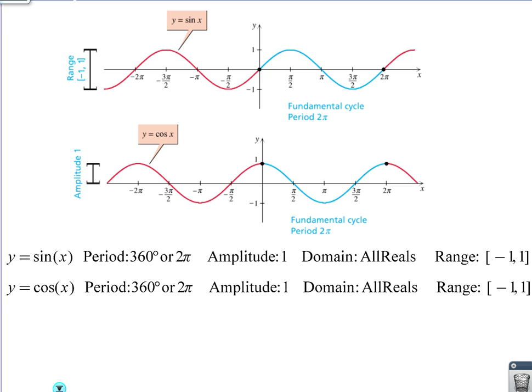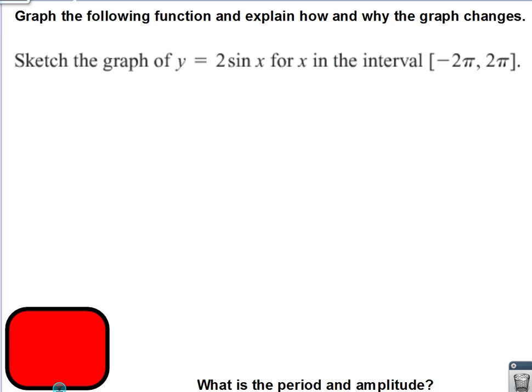So there's everything that I just said. y equals sine of x has a period of 360 or 2 pi, and so does cosine. The amplitude of both of them is 1. The domain is all real numbers, and the range is from -1 to +1. Good there.